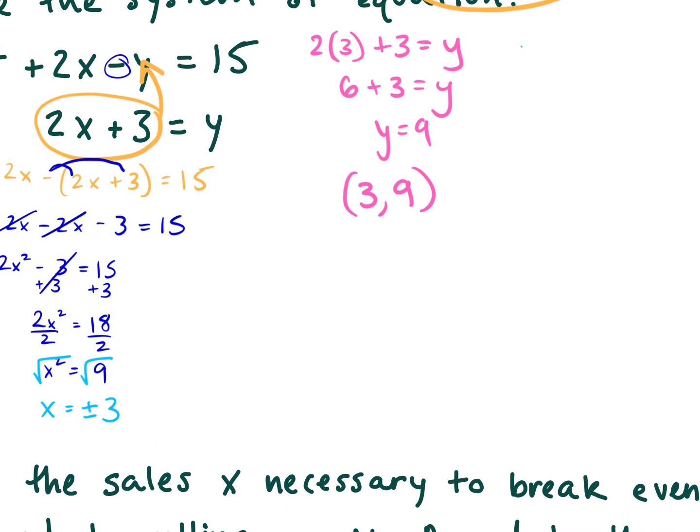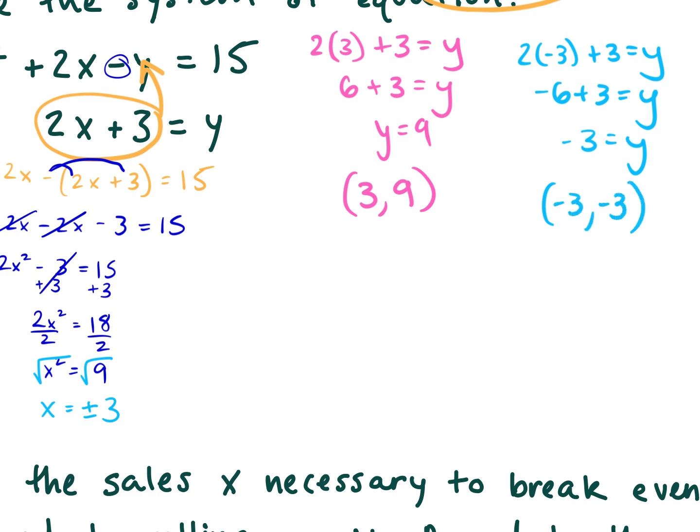Let's do the same thing but plug in negative 3. So we have 2 times negative 3 plus 3 equals y. So negative 6 plus 3 equals y. How would we write our answer here? Negative 3, negative 3. Negative 3, perfect. So we've got 2 answers.